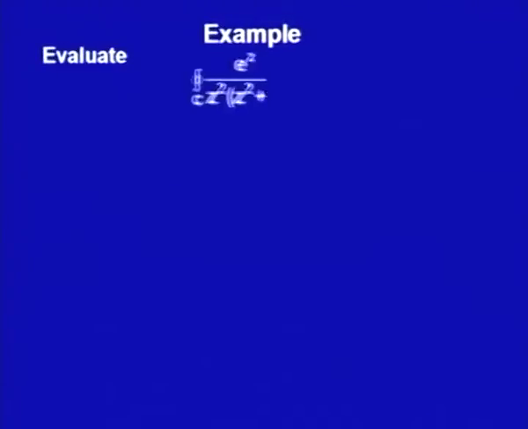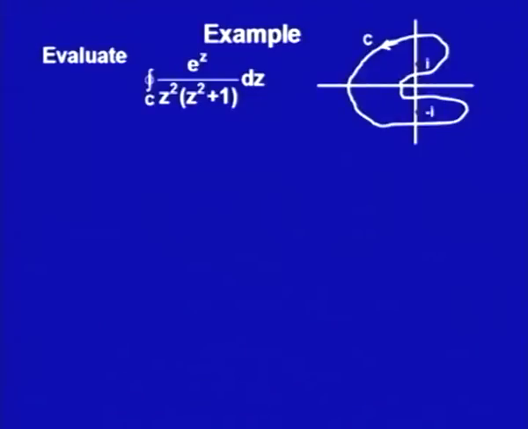Evaluate the integral along the curve C of the function e to the power z upon z square into z square plus 1 with respect to z, where C is a closed contour given by this figure. Now, we see here we have to evaluate along this given path. This C is a closed contour. From anywhere we could start, it is a closed contour.